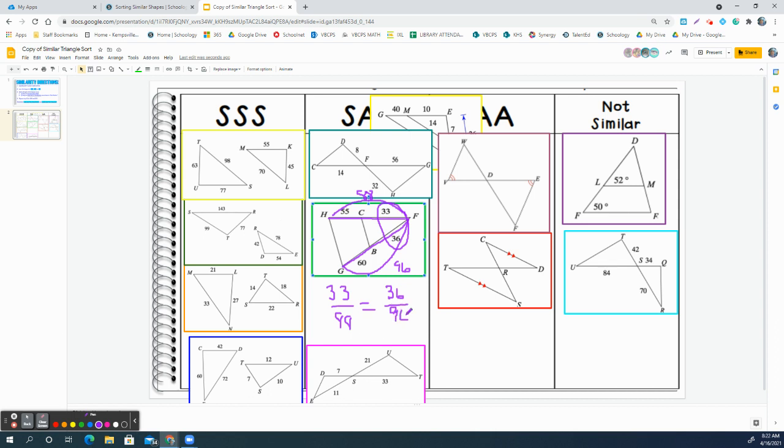So that's 96. If I do that cross multiplication, they come out the same. So I get to keep it here. Okay. So that one's going to stay. What about this pink one?